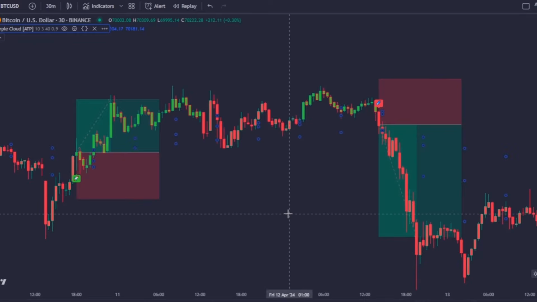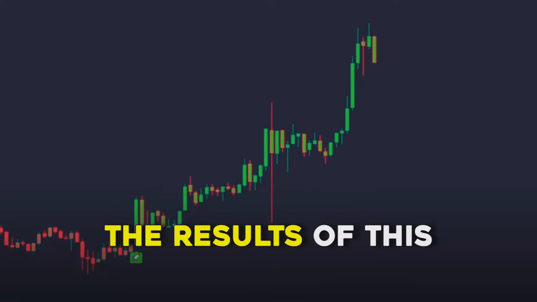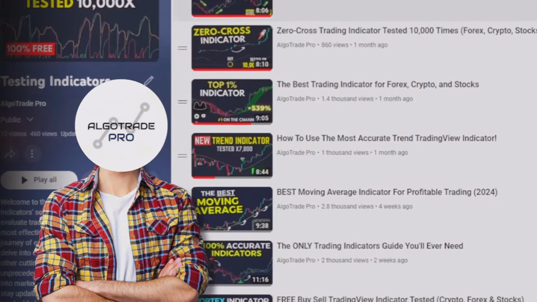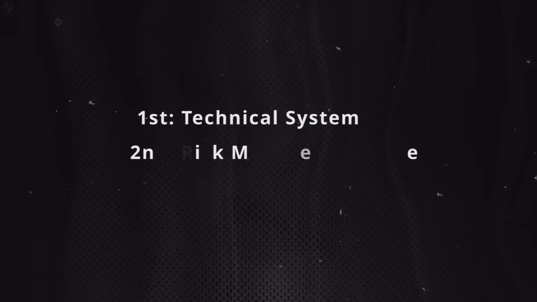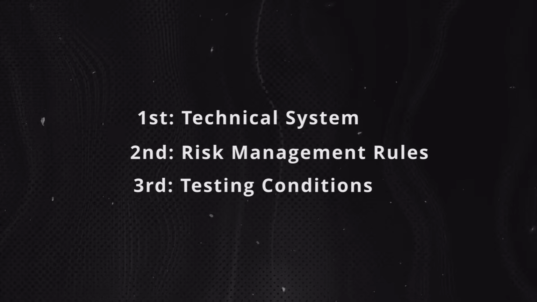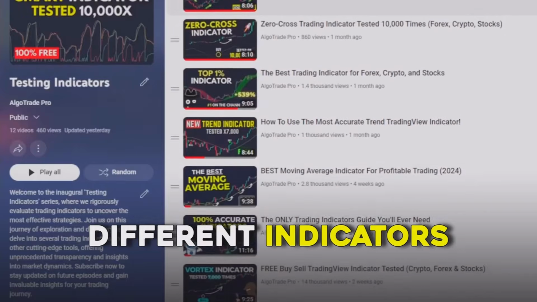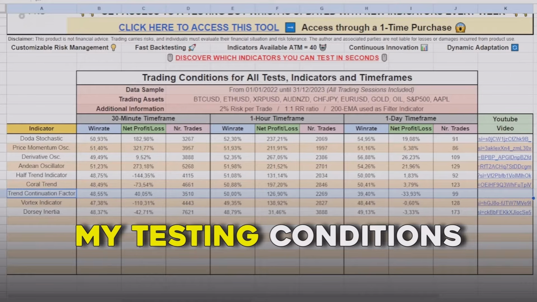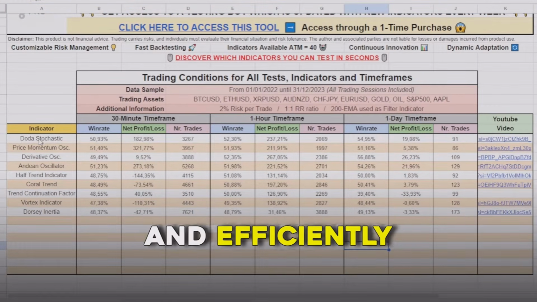And by looking at some examples, this indicator appears to be very precise. But to confirm the results of this indicator, we will need to backtest it. And as I usually tell you in all my videos about testing indicators, to conduct a proper backtest you need to have first the technical system, second the risk management rules, and third the testing conditions. Regarding this last step, if you have been watching this series about testing different indicators to discover which ones are the best, you already know that my testing conditions are always the same, so I can compare the different indicators I test fairly and efficiently.